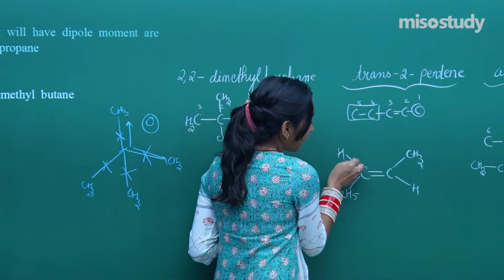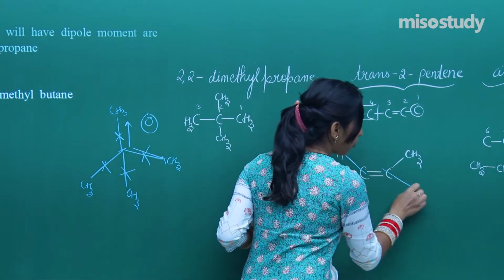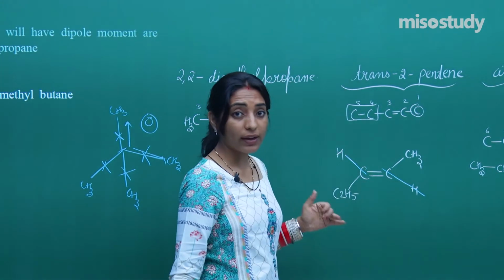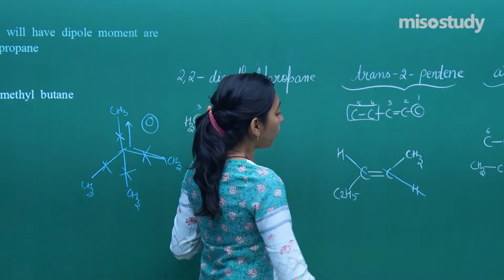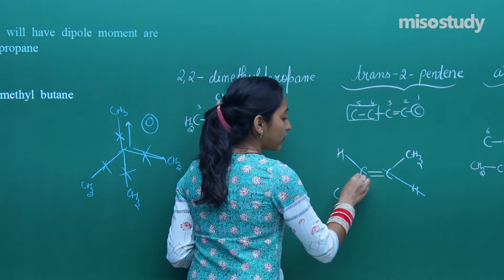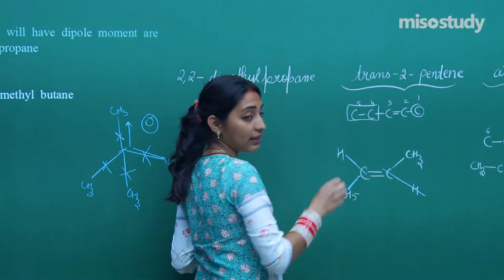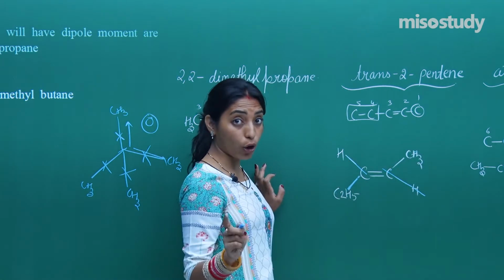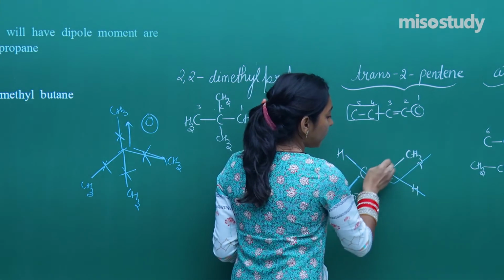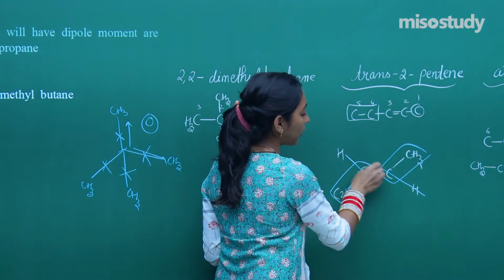Now see, this dipole moment and this dipole moment will cancel out because both of them are in opposite directions and are exactly the same. But when I talk about this C2H5, we have one C2H5 bond and another is a CC bond. So the dipole moment will not cancel out because the polarity of this bond and this bond is not the same.